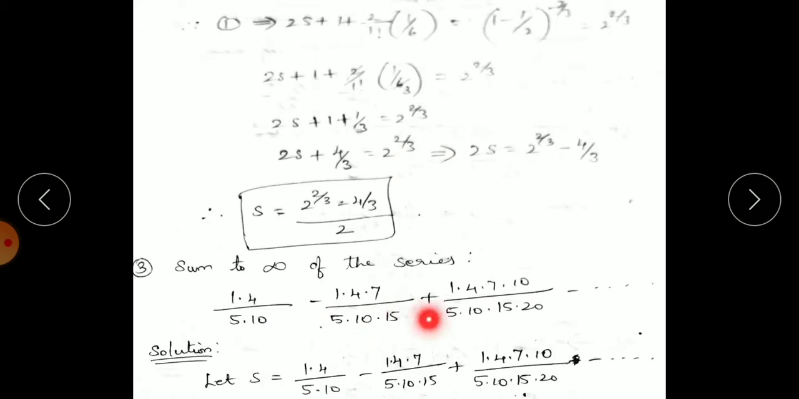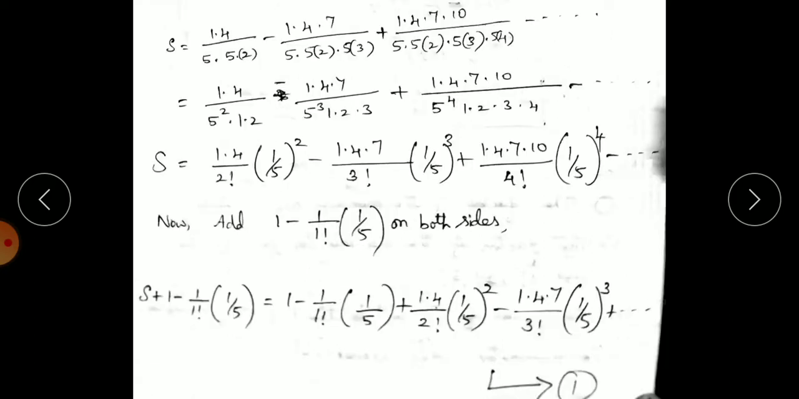Sum to infinity of this series. So let's take the series as s. Now as usual, 1.4 divided by 10 can be written as 5 into 2. Likewise 15 can be written as 5 into 3. So 1.4 divided by 5 is repeating 2 times, so 5 squared into 1 into 2. Likewise the second term 5 cube into 1 into 2 into 3, and so on. Now take it like this: 2 factorial into (1/5) the whole squared, and so on.